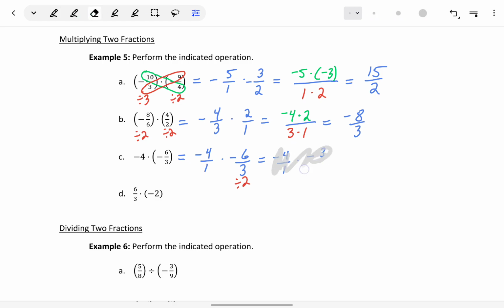Those aren't both divisible by 2. Those are both divisible by 3, which will leave us with -4/1 times -2/1. And then our numerator will be -4 times -2 all over 1 times 1. And we're left with -4 times -2, which will become +8.